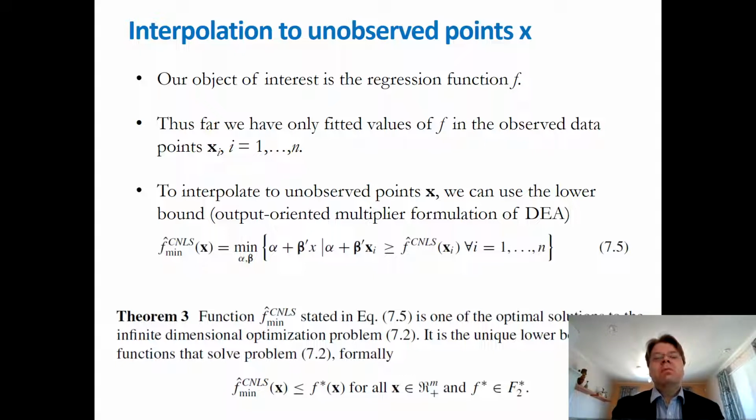A good thing about this minimum bound is that it also satisfies these shape constraints, monotonicity and concavity. We can also characterize the maximum bound, but it's easy to show that the maximum bound is not necessarily a concave function itself. So that's one reason why we prefer to use the minimum bound to interpolate to the unobserved points. In any case, I want to emphasize that if our object of interest is the function, then this interpolation stage is necessary. It's not enough to just fit to some finite number of observed data points. We also need to characterize the entire function.